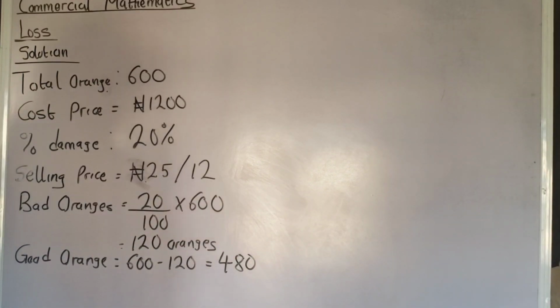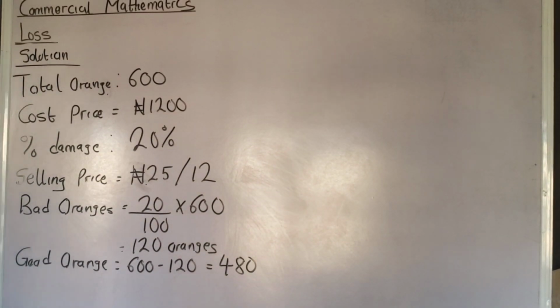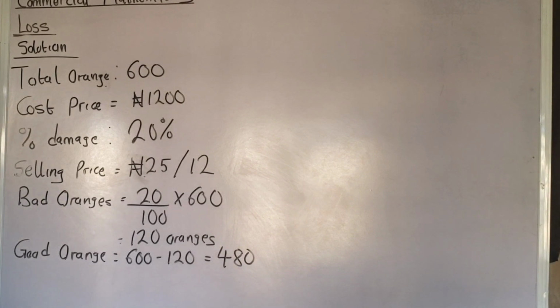You understand? To get the loss, we first need to determine the revenue that the seller got by selling the remaining mangoes. We cannot determine the loss otherwise. Loss is what? Cost price minus the total revenue, the selling price, the income that the seller got as a result of selling out the product. So I want to get the revenue that the seller got as a result of selling these 480 mangoes.